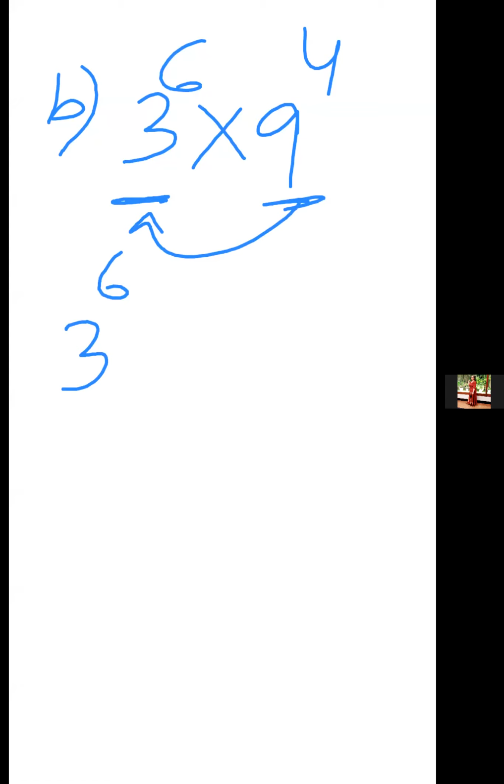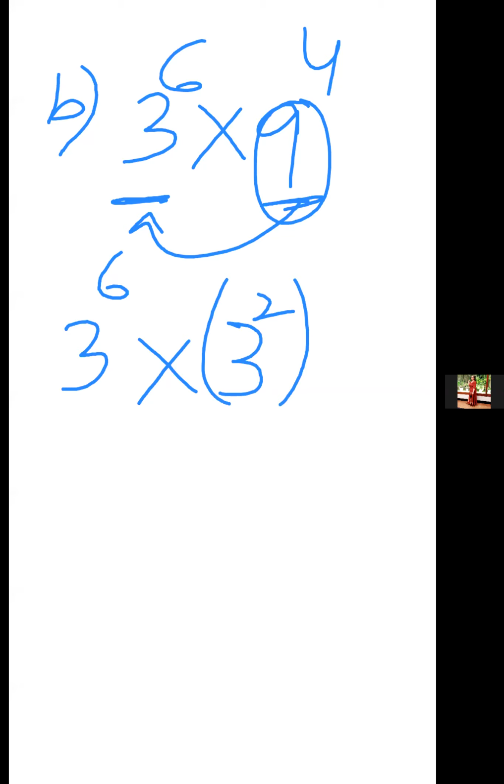So 3 raised to power 6 as it is, multiply. How we write 9 in terms of 3? 3 multiply 3. 3 3s are 9. So if I write 3 raised to power 2, it means it is a 9. 3 into 3 is 9. Okay, I broke 9 and wrote 3 raised to power 2. Then what is the power of 9? 4. So we have to put a power 4 up.